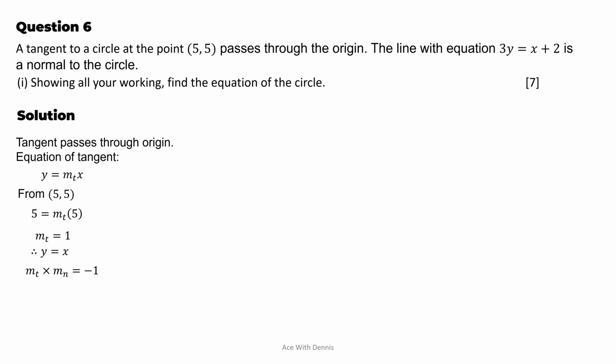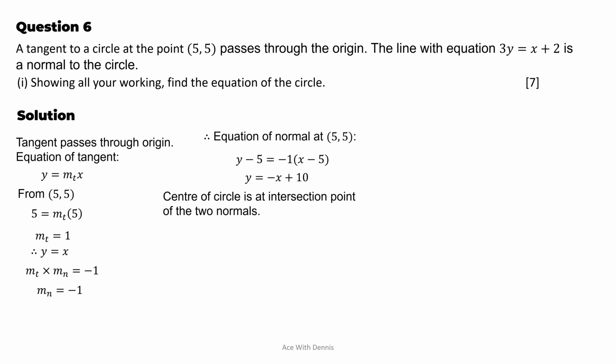We also know that the gradient of the tangent multiplied by the gradient of the normal gives us −1, which means that the gradient of the normal is −1. Therefore, the equation of the normal at the coordinates (5, 5) is y − 5 = −1(x − 5), which means y = −x + 10. So this is the equation of the normal.